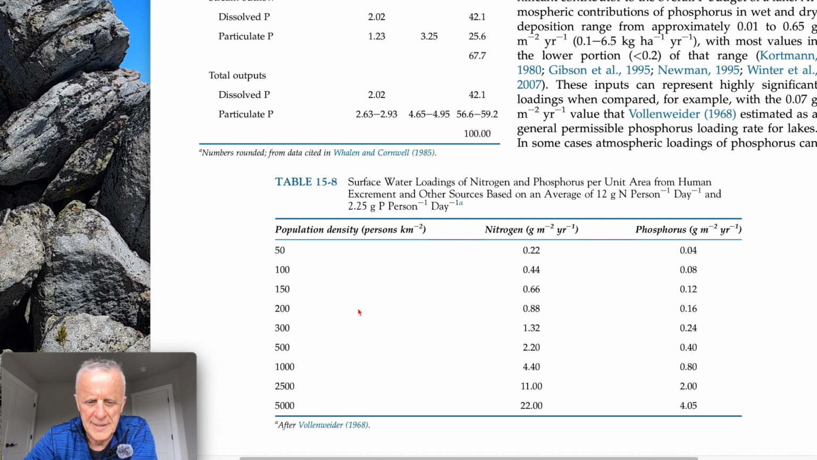As the population density increases, we can see that the nitrogen and phosphorus loading increases, which is very logical. For example, for a population density of 50 persons per square kilometer, we only have 0.22 for nitrogen and then 0.04 gram per square meter per year for phosphorus. If the population density increases to a value of 5,000, then the loading increases to a value of 22 grams per square meter per year for nitrogen and 4.05 grams per square meter per year for phosphorus.